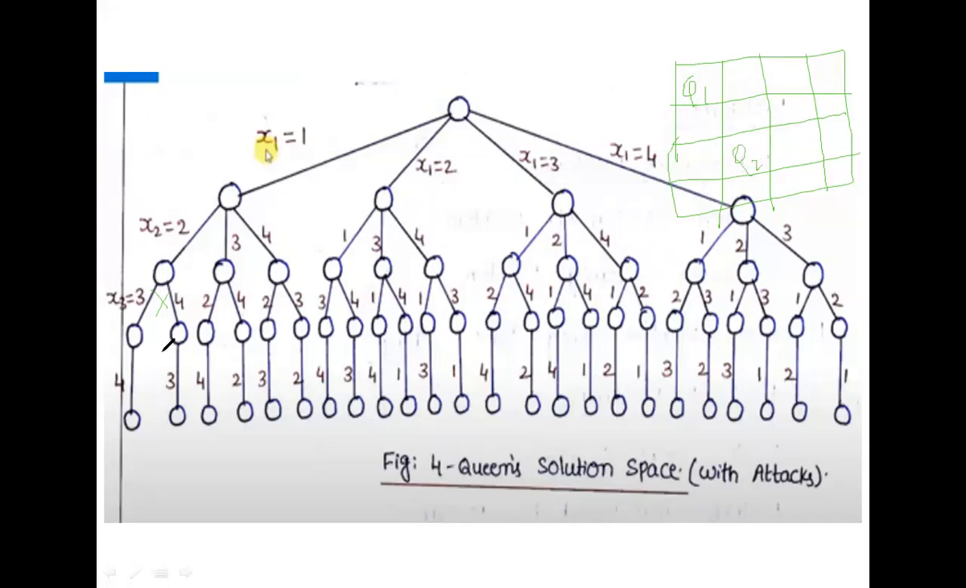Okay. Then where can I put Queen 3? Queen 3 in the third column, is it possible? Third column. Here not possible, here not possible because of the diagonal, and here not possible, here not possible. So where do I put the 3 in the third column? That's why I neglect this.